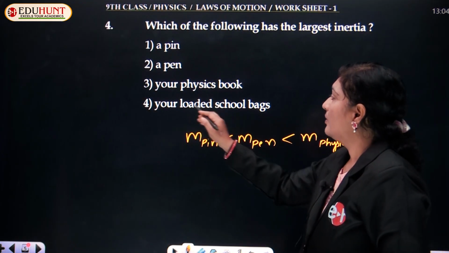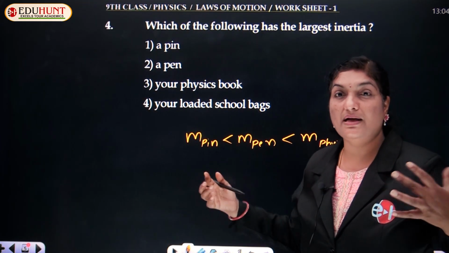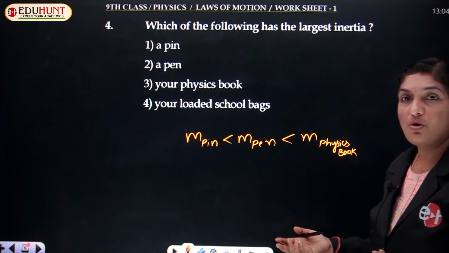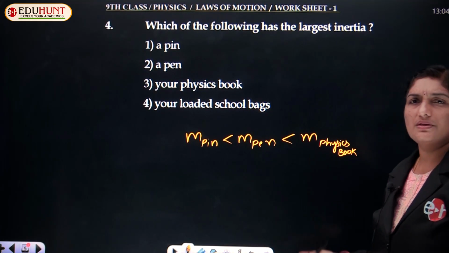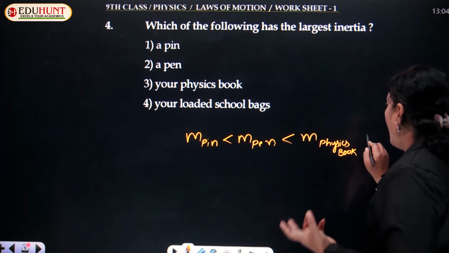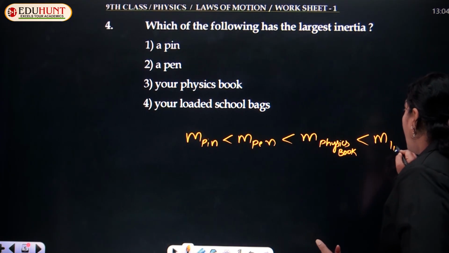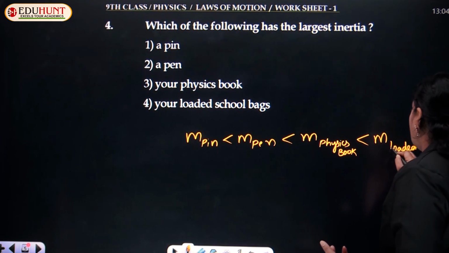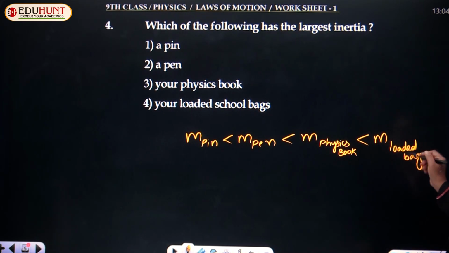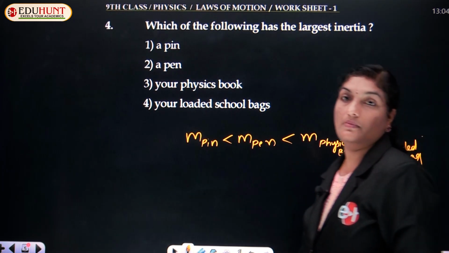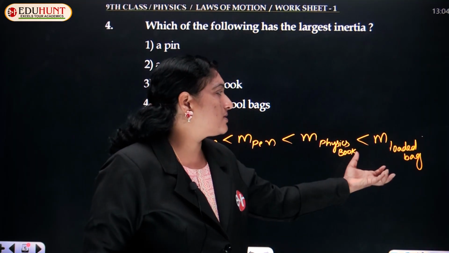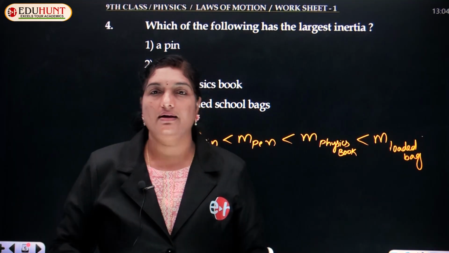Your loaded school bag may consist of a large number of objects: your lunch box, books, notebooks, textbooks and other materials, pen, pencil, many things. So your loaded school bag has larger mass as compared to all the above. Whose mass is more, children? The loaded school bag has the larger mass. So definitely the loaded school bag must be having a larger inertia.